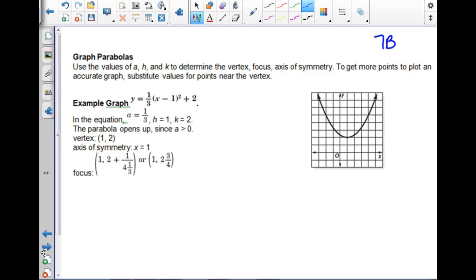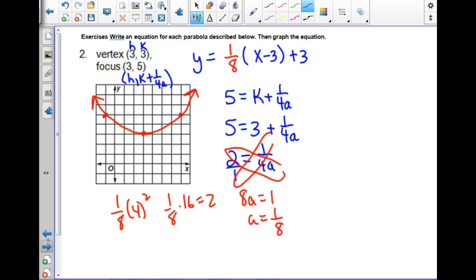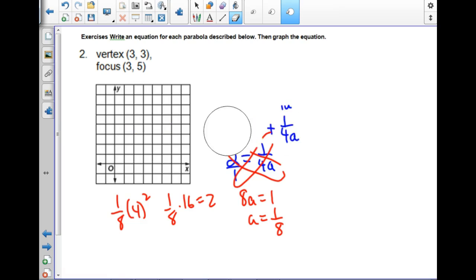All right, this is 7b. Now we're going to graph the parabolas. Let me get rid of this, because I already did these earlier.